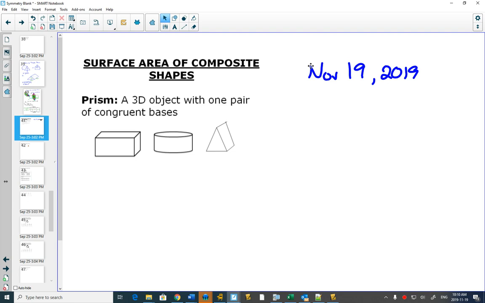First definition of prism is an object with one pair of congruent bases. So with a cylinder, that pair of congruent bases is the circle. With a triangular prism, the base is the triangle.